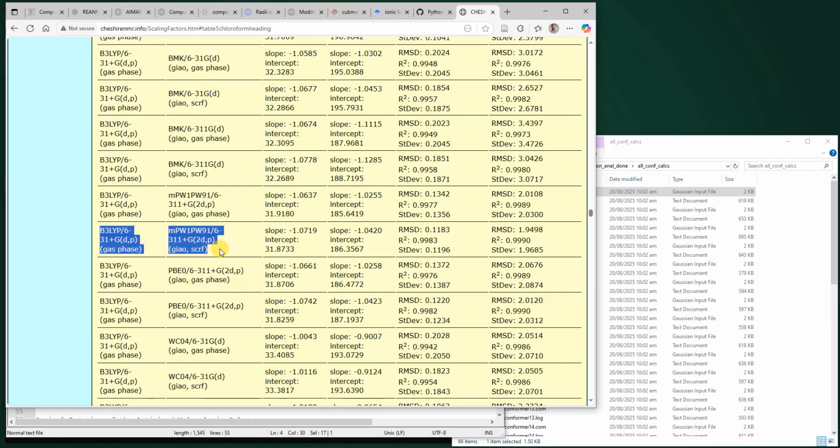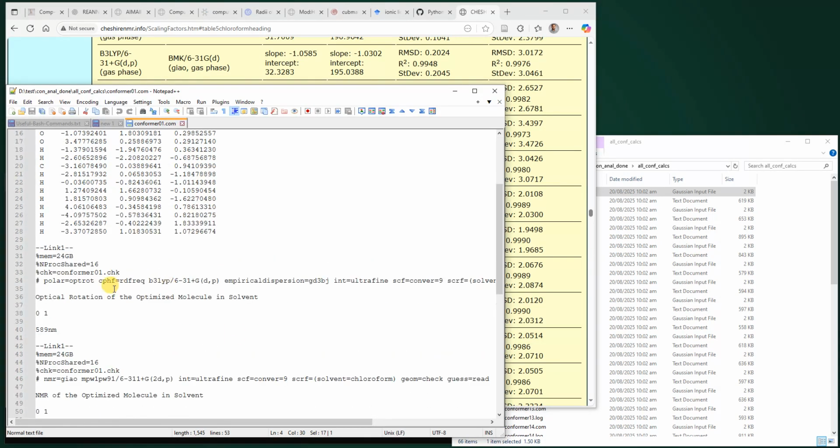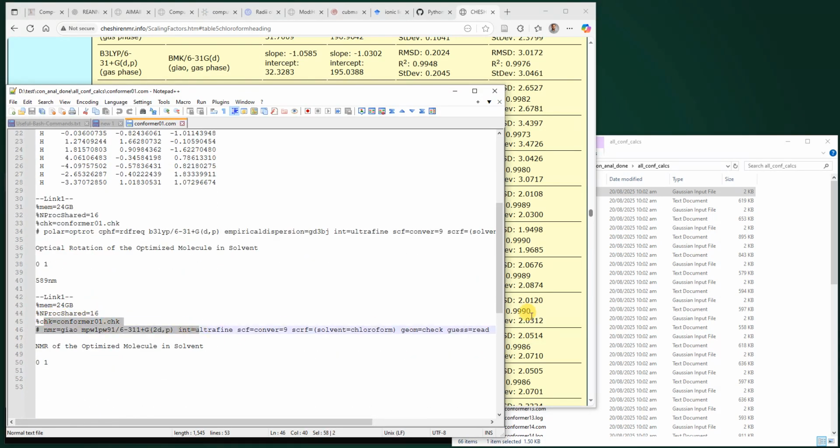And then that was in gas phase. And then later on, we had the MPW1, PW91, NMR, which you can see at the bottom. So it didn't have optical rotations, but I added it myself because I found through my experience that optical rotation is a really sensitive value to the molecular structure.